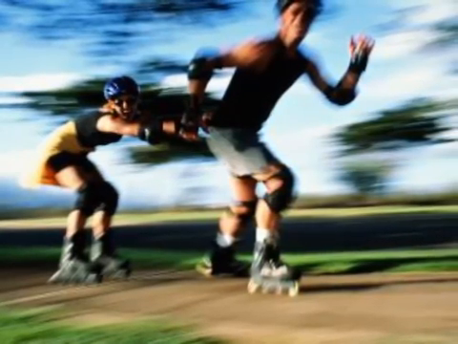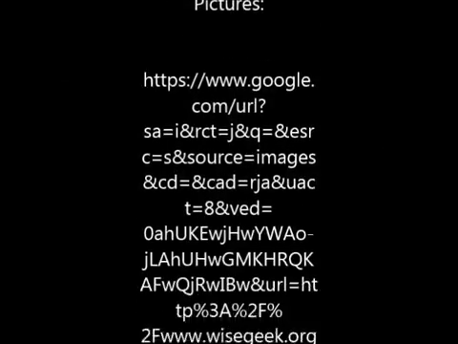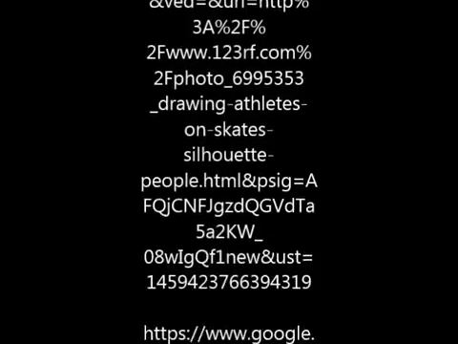So you really don't need to practice all the time and spend time working on strategies and how to skate well when you can just understand these physics concepts that can help you be a good skater.